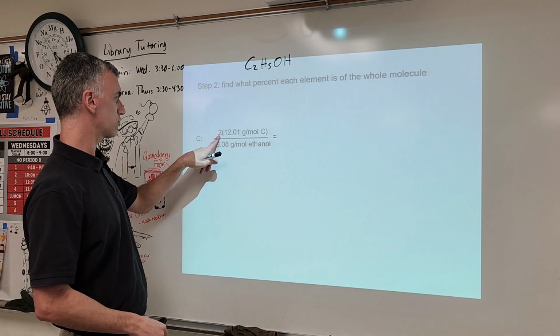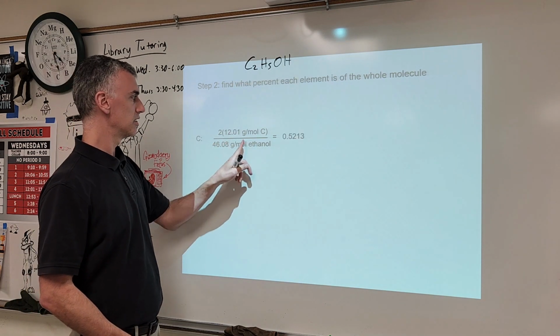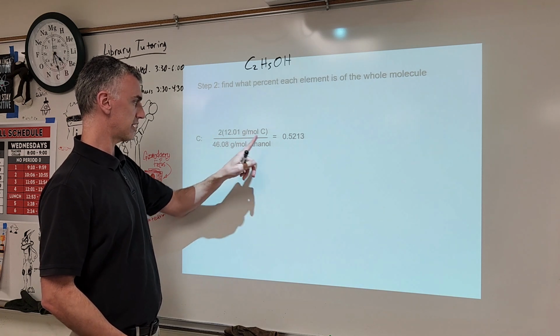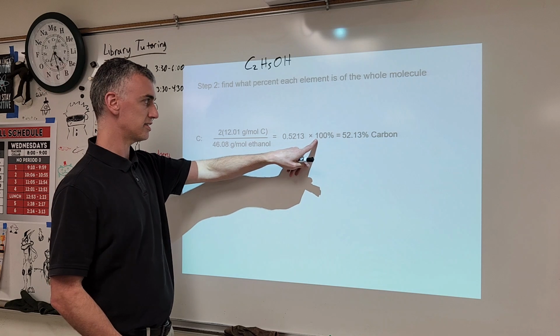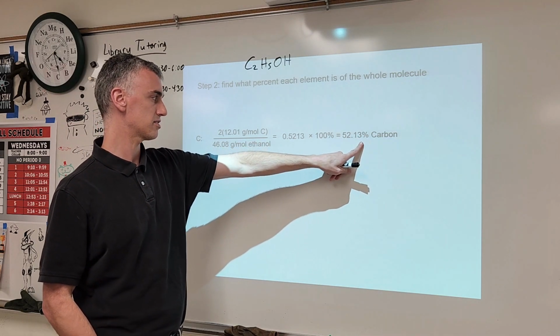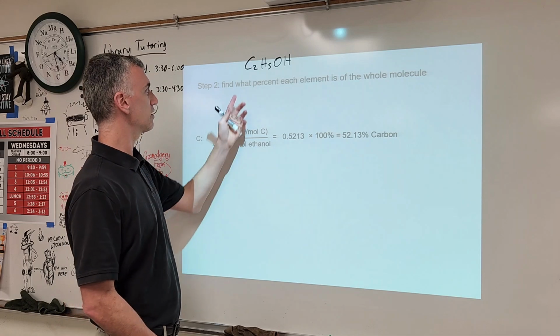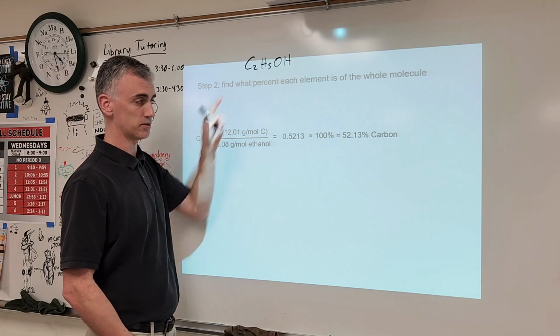2 carbons, so you have twice the mass of carbon from the periodic table, divided by the grand total molar mass. When you do this, the units cancel to give this unitless number, which you multiply by 100% to give units of percent. 52.13% in this case. So this means that out of the molar mass, 52.13% of the entire molar mass comes just from carbon.